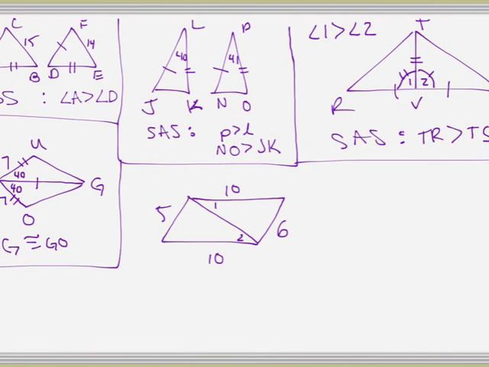We know the top and the bottom are congruent. What else do we know? The middle one is congruent to itself. And we know 5 and 6 are not the same size.